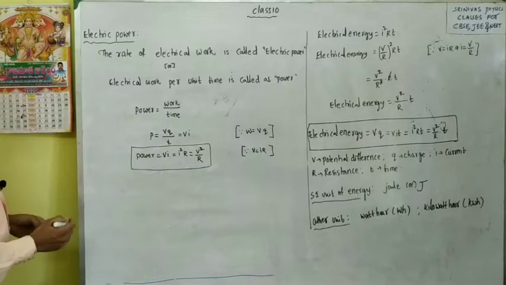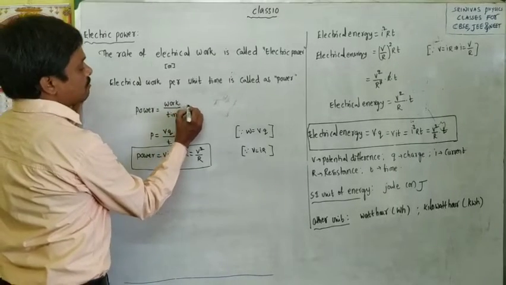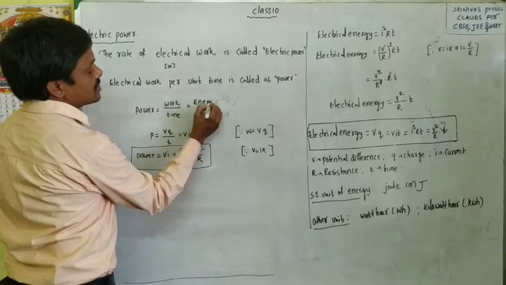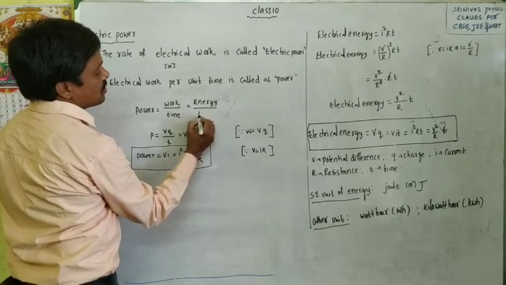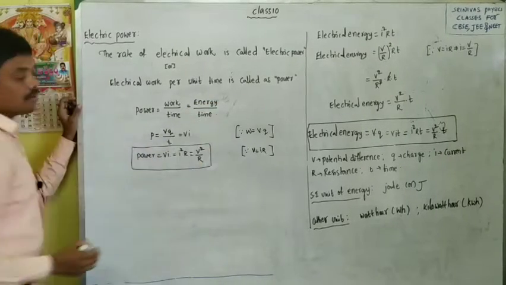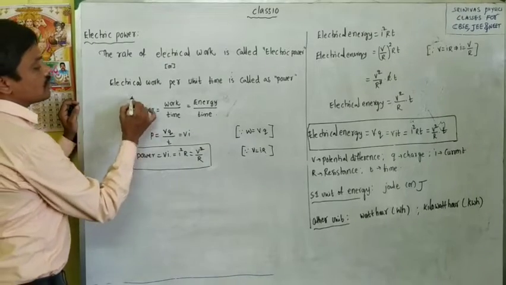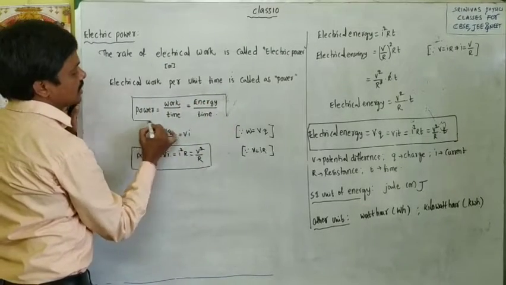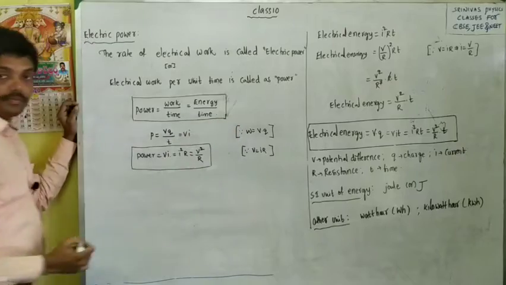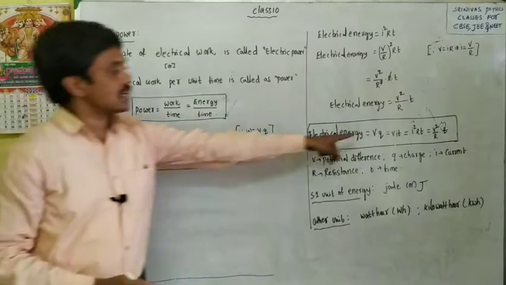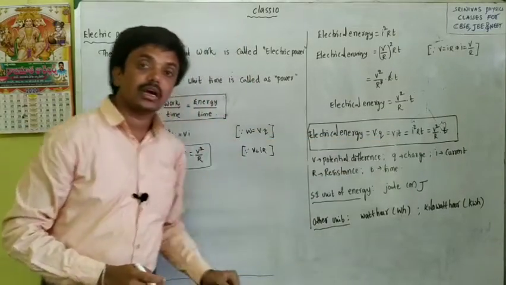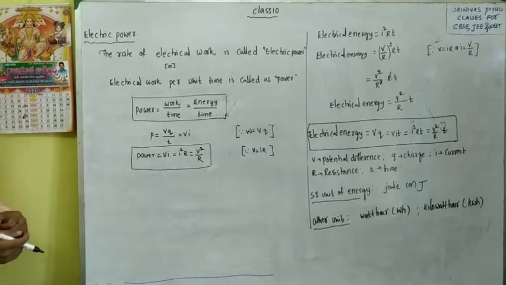Just power, how will you get it? Power is equal to work by time. But work is also equal to energy, right? That means power is equal to work by time, and work is equal to energy, so you can also say energy by time. Right? Energy formulas we got here, and you divide them with the time. Then you will get the power formulas.